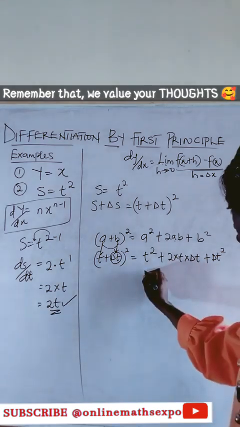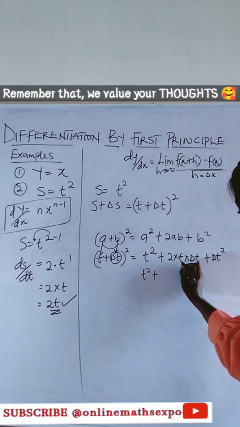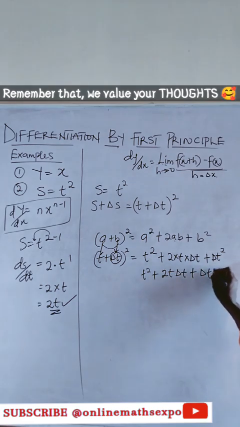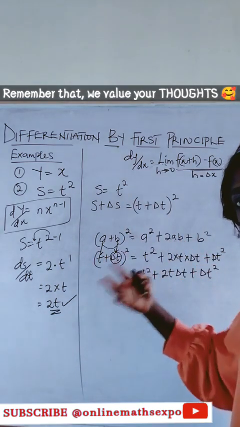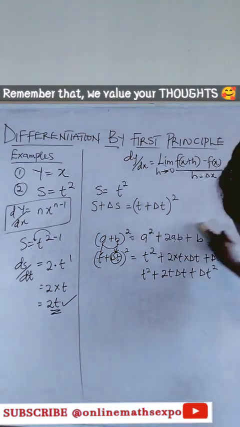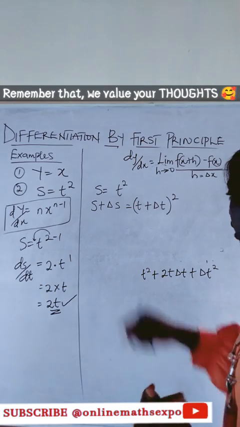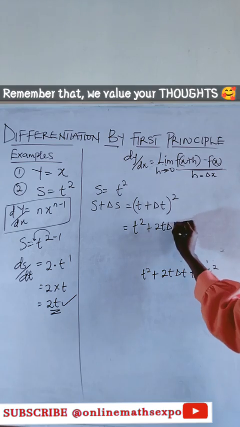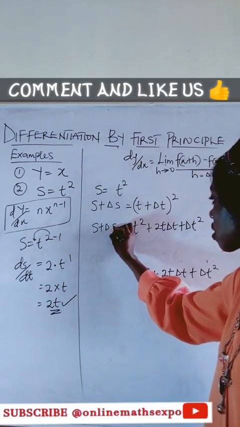So let's simplify this. We are going to have t squared plus 2 multiply t is 2t. Then 2t multiply this will give us 2t change in t. Then plus change in t squared. So this is how to expand this. You can use your normal expansion, whichever one you are good at. Okay? So for expanding this, this is what we have. So we are going to replace it now. And that will give us t squared plus 2t change in t plus change in t squared. Remember, it is s plus this.